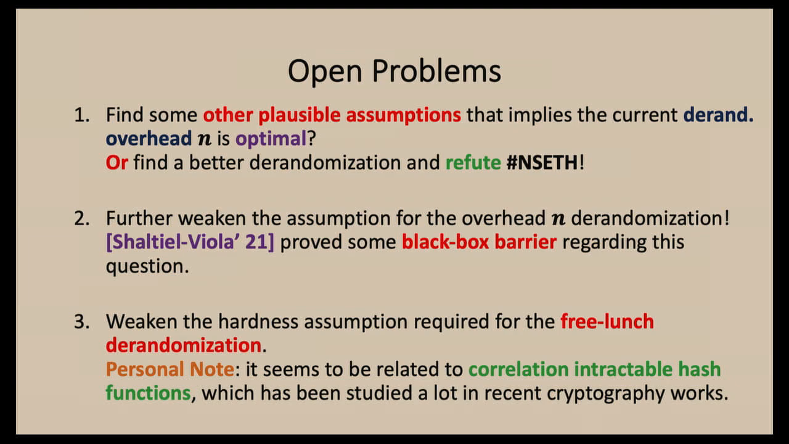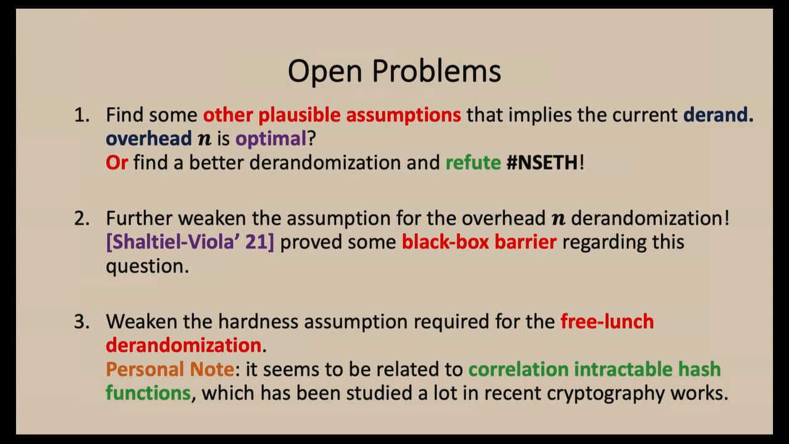So finally, we would love to weaken the hardness assumption required for the free lunch derandomization. And this is a very interesting question because it seems to be very related to something called correlation intractable hash functions in crypto, which has been studied a lot in recent works on Fiat-Shamir. So maybe that can be some way to bring more insights from crypto to this particular question. So in some sense, targeted PRG can be seen as a keyless correlation intractable hash function. Any questions?